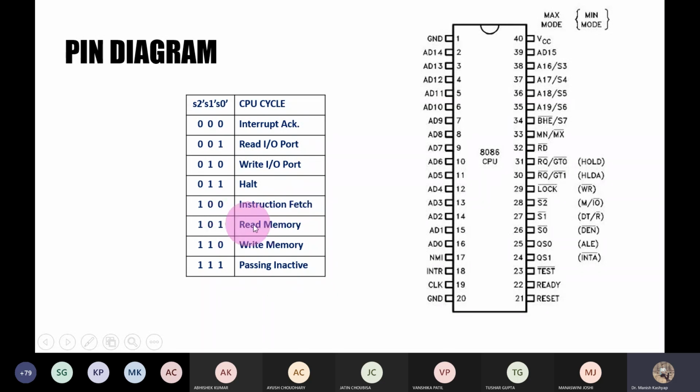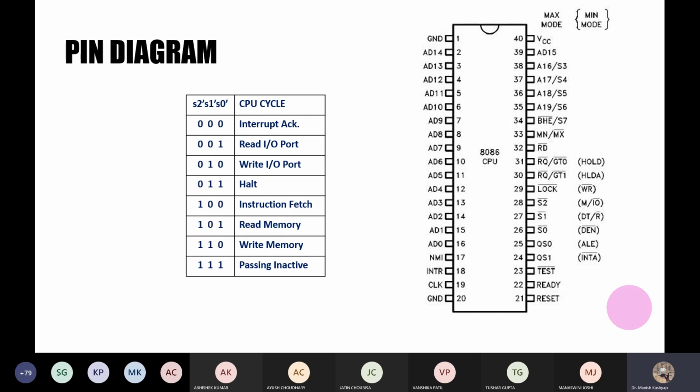And for 101, you are using read memory. 110, you are using write memory. So here we had the write signal, M/IO bar, DT/R, and DEN signals. In this case, these are all indicated by these status bits, right? Now 111 is passive, or inactive, and this passive state is very useful in a lot of operations when a slower peripheral is connected to this 8086 microprocessor. In that case, if the peripheral is not ready to do anything, then what the microprocessor will do is execute its clock cycle.